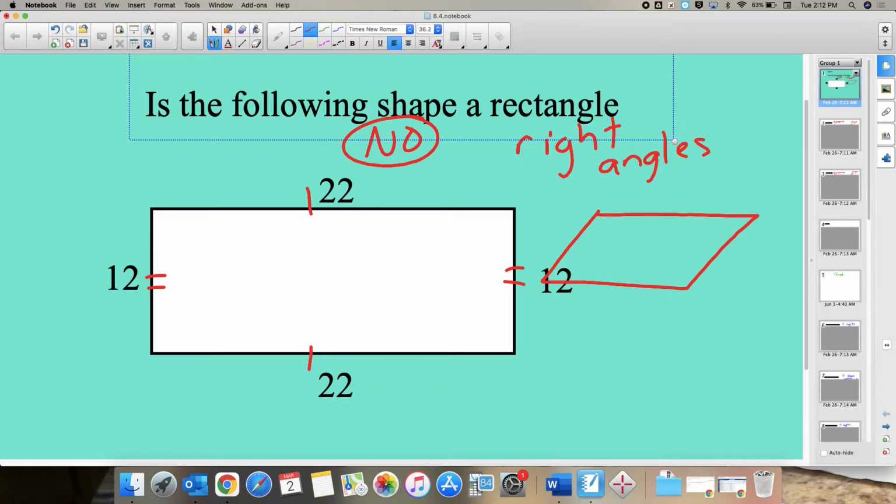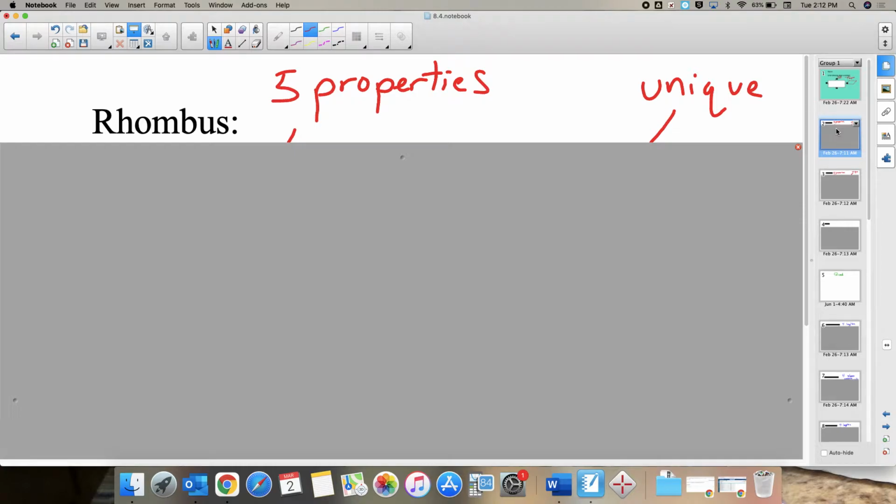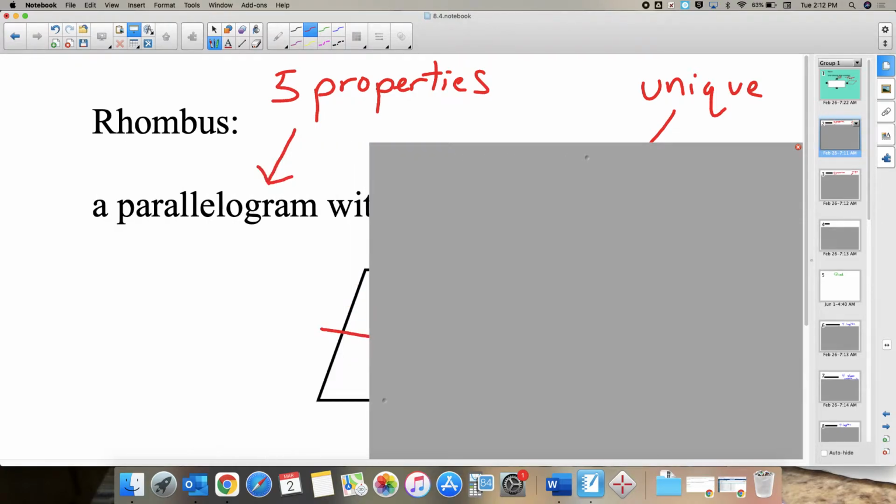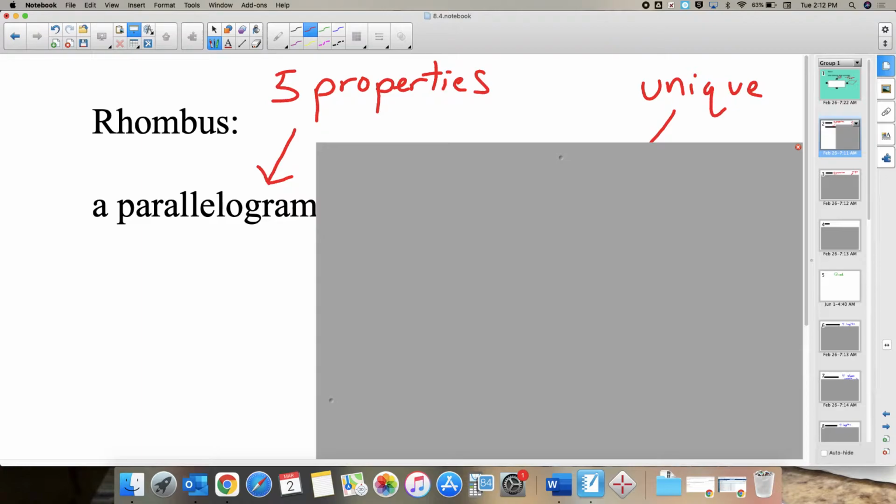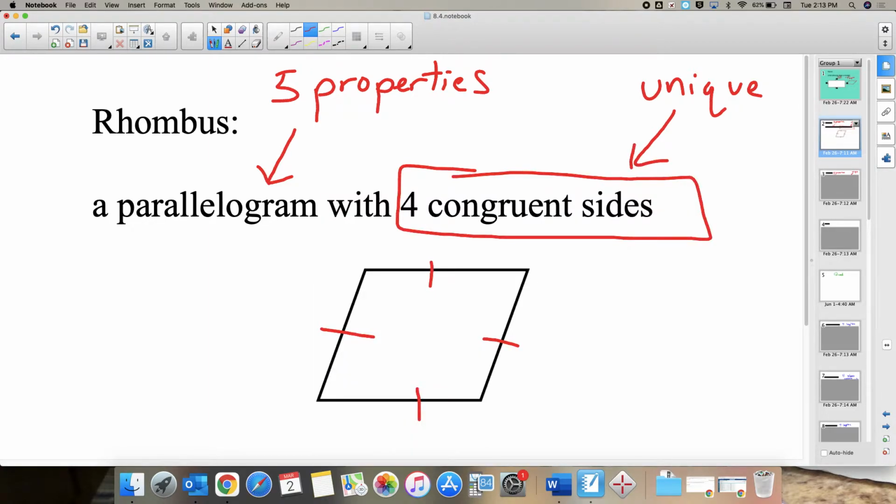The parallelograms we are going to look at. The first one is going to be a rhombus. Now, a rhombus is a parallelogram, which means it'll have all those 5 properties we talked about when we introduced a parallelogram. Opposite sides are equal. Opposite angles are equal. Opposite sides are parallel. Consecutive angles are supplementary. The diagonals will bisect each other. Those are the properties we talked about with the parallelogram. However, it's going to have one unique property. The thing that makes something a rhombus is the fact that there are 4 congruent sides.